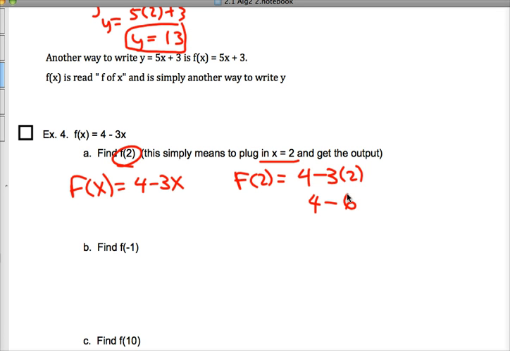3 times 2 is 6. 4 minus 6, negative 2. That's the answer. It doesn't mean 2f. You don't divide by 2. That is the answer. It just means plug in.